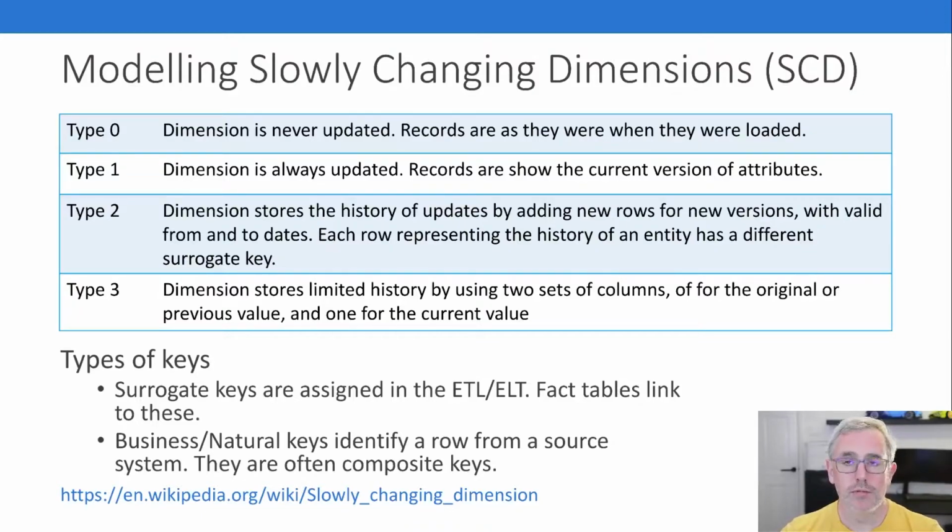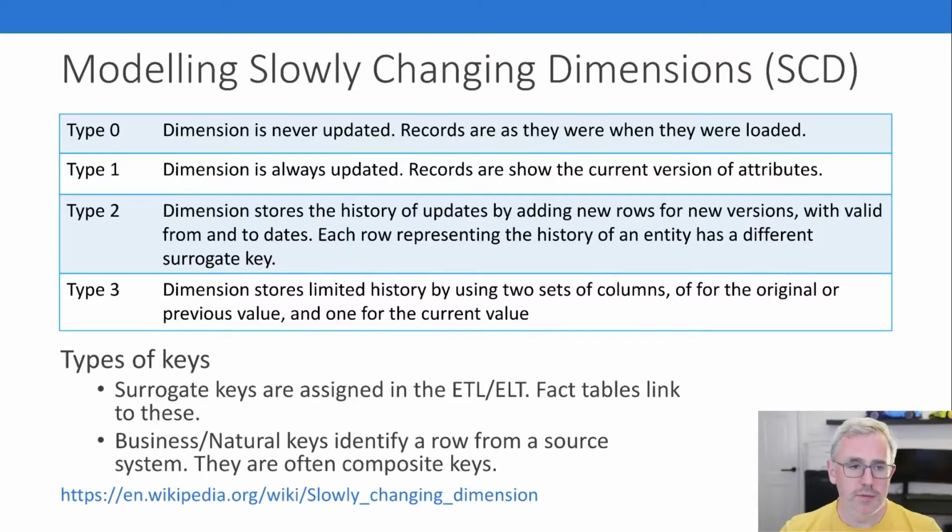And then we have type 3. So this is a way of storing a limited history. So we might have, for example, similar to a type 1, the current version, but we'll have some columns that will track the previous version. So as we update the dimensional table, we copy the old values into the previous version columns and then update the current version with the new data.